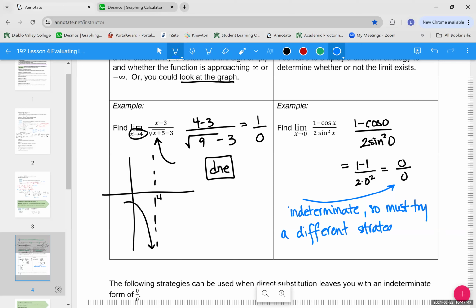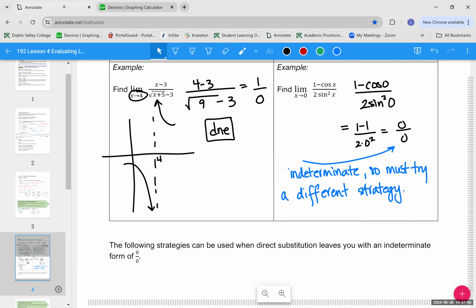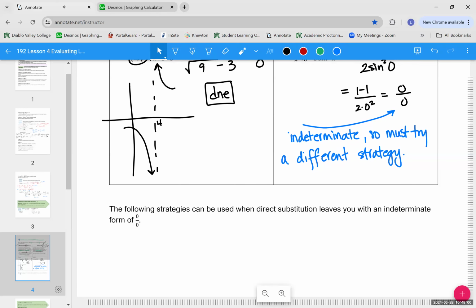These are the ones where all the other strategies are going to be brought into play, the 0 over 0. The rest of what we're going to be talking about is basically, what do I do if I have 0 over 0? What can I try?